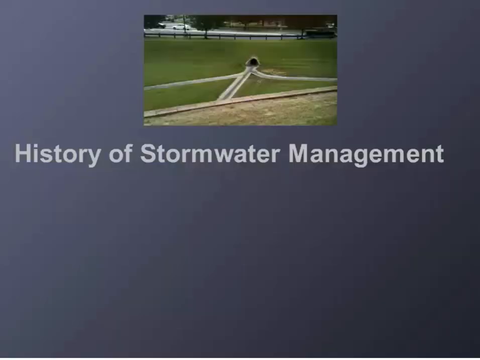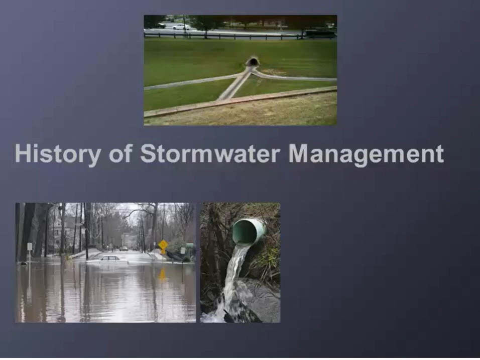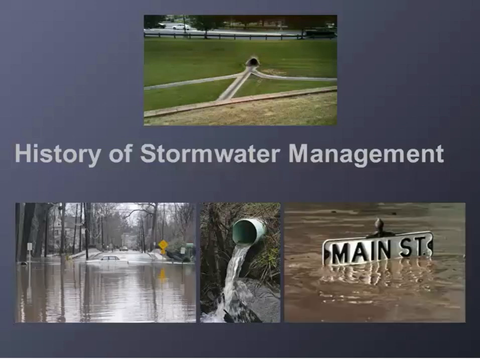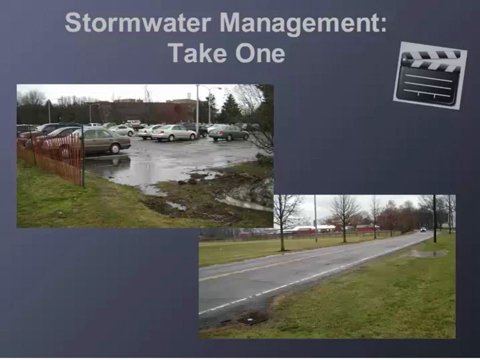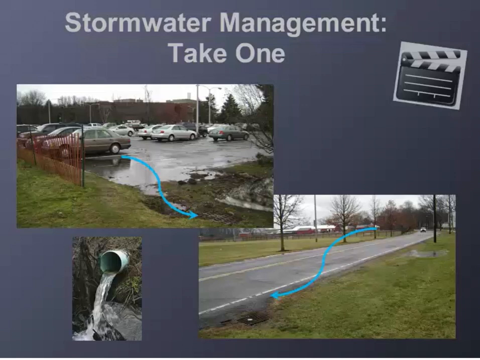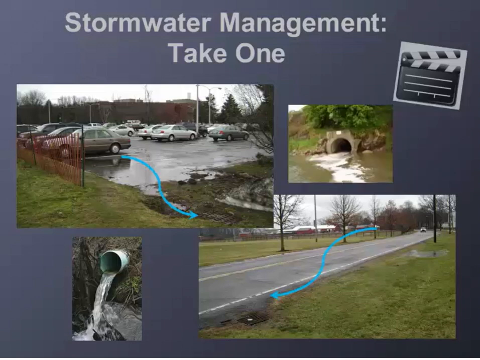Let's take a look at the evolution stormwater management has gone through in recent years. Before the mid-1970s, the practice was to capture all runoff, send it through a pipe, and directly to the river. The problem here is that it caused downstream municipalities to get flooded.